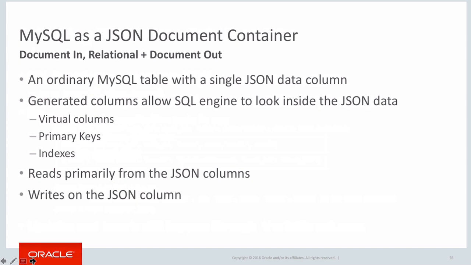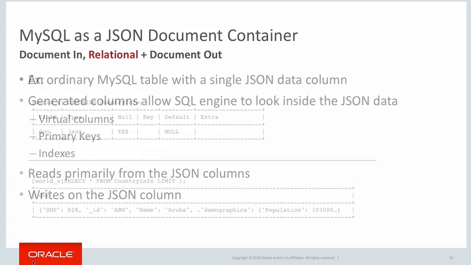A newer and more exciting part is document in and relational or document out. This is where we have a single MySQL table with a single JSON data column. What's cool about this, as I'll show you, is we can create virtual columns, primary keys on those, indexes and so forth. But our reads and writes go directly to that JSON column.